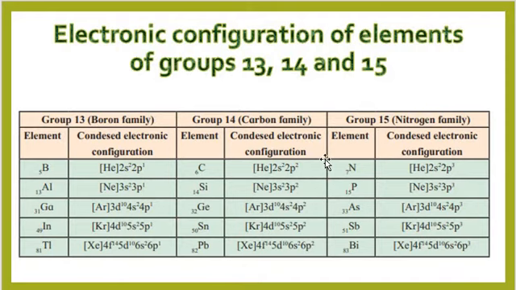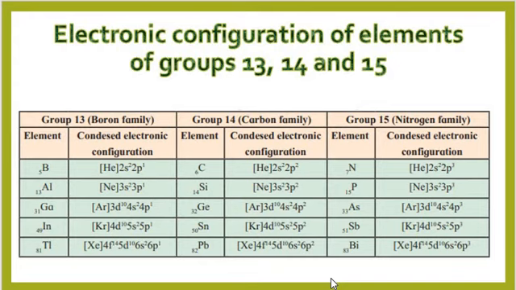On the same lines, group 15, that means the nitrogen family. If we look at the valence shell electrons in the case of nitrogen, phosphorus or arsenic, the general formula for group 15 would be ns2 np3. So this is what we talked about, the general electronic configuration of group 13, 14 and 15.